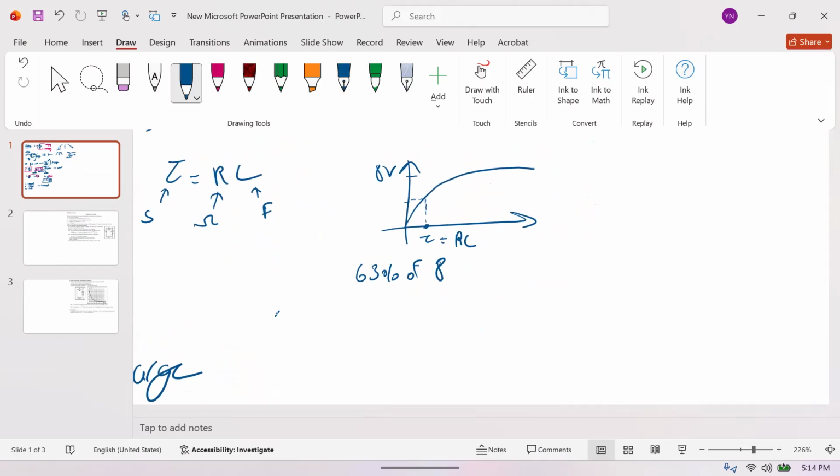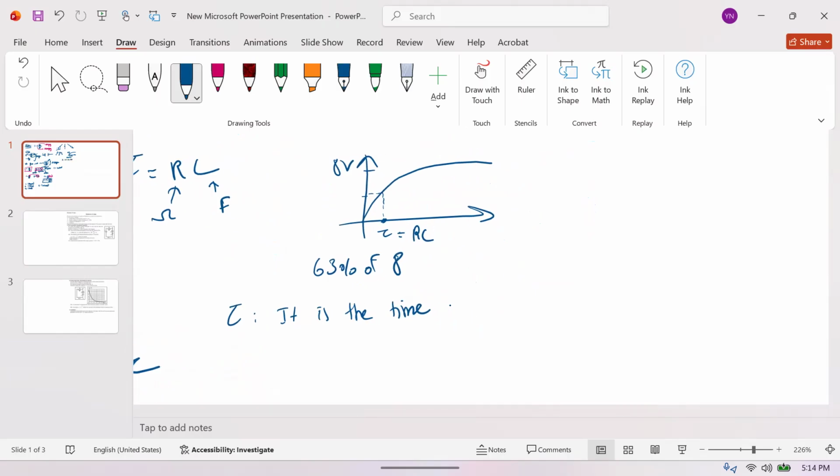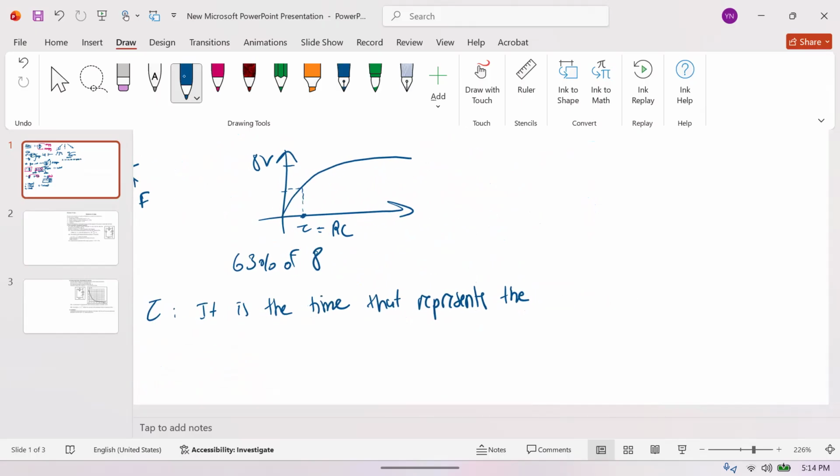Okay, so what is the definition of tau? Tau is the time. They sometimes ask about the definition, so it's really important. It is the time that represents the value where it achieves 63% of its maximum. I took example U, the voltage, okay?